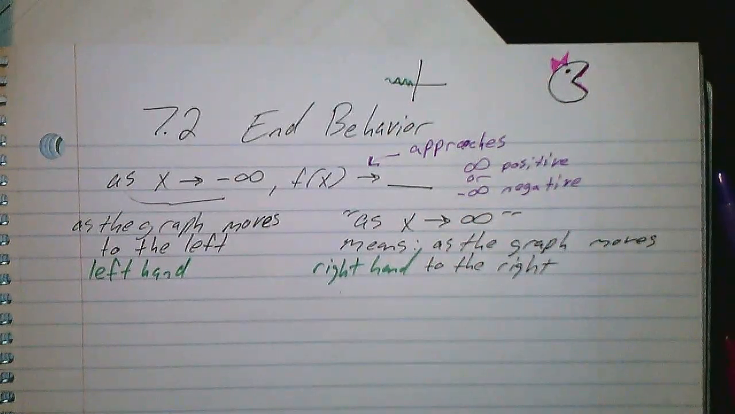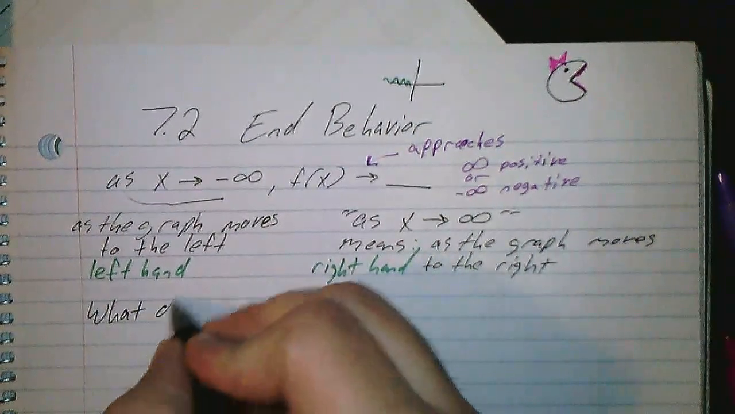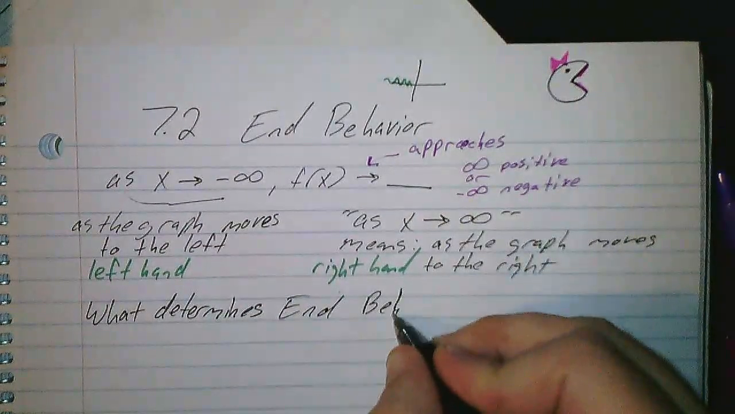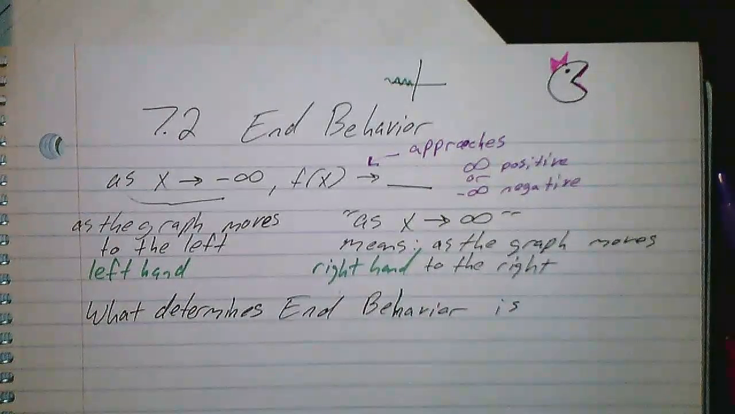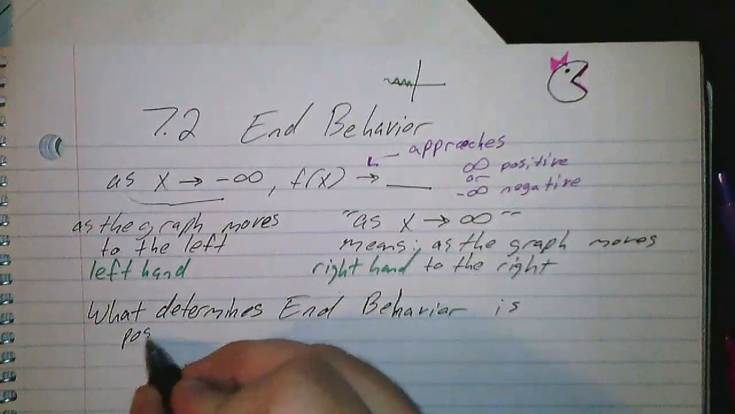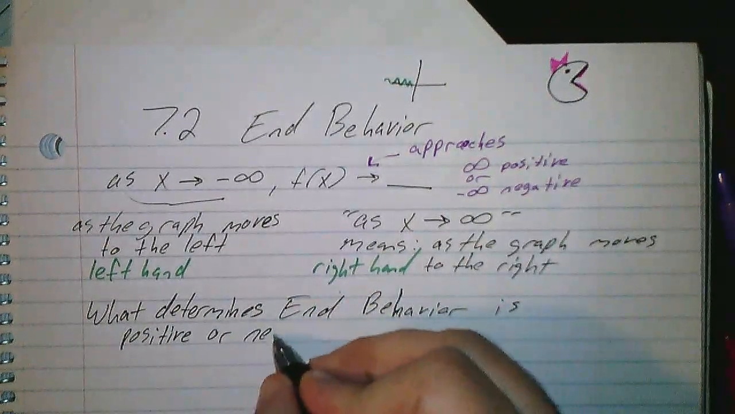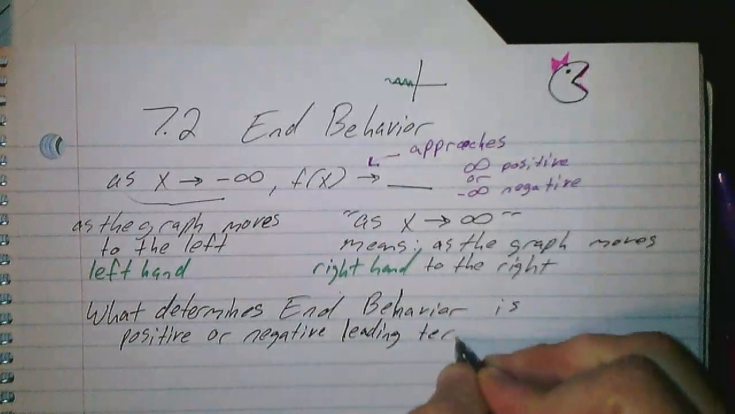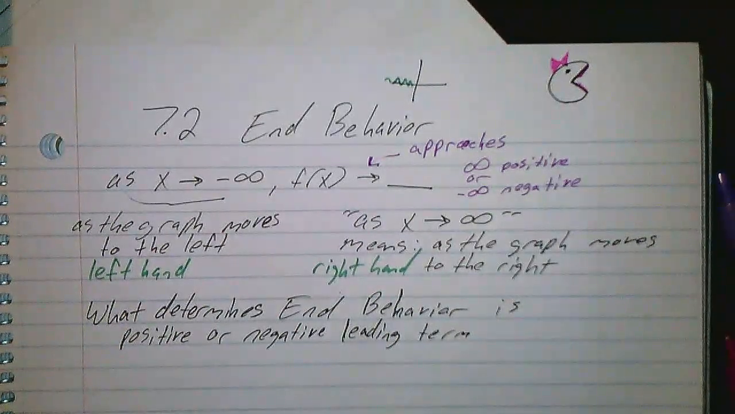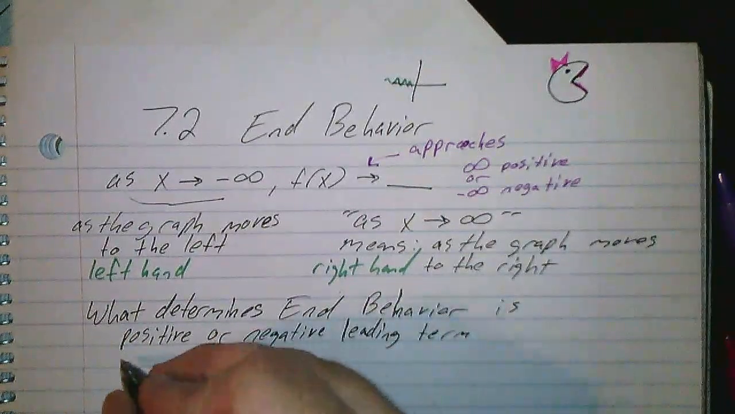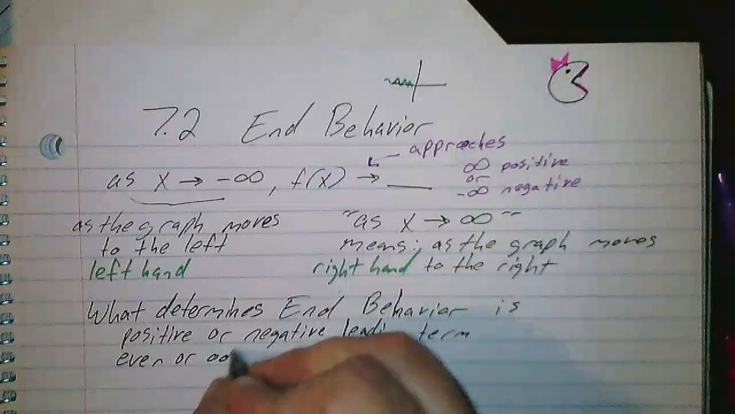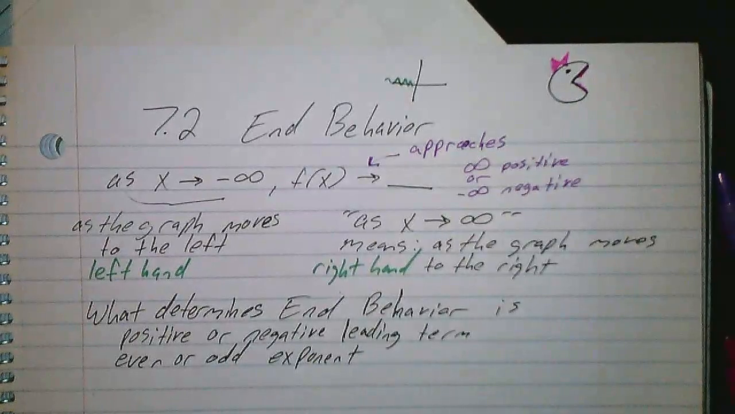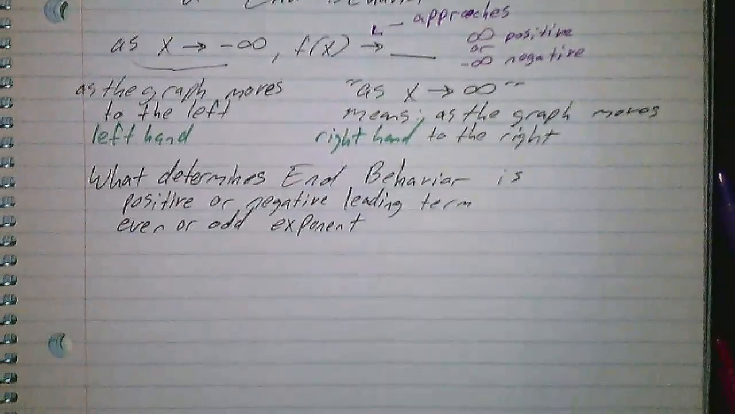So, what determines end behavior is positive or negative, and we're talking about the leading term, and even or odd exponent. So we could have 4 different cases.